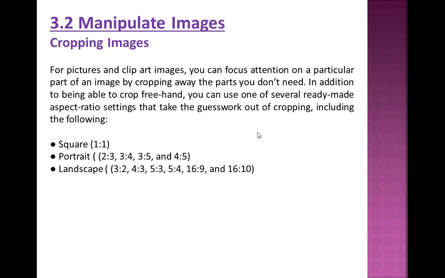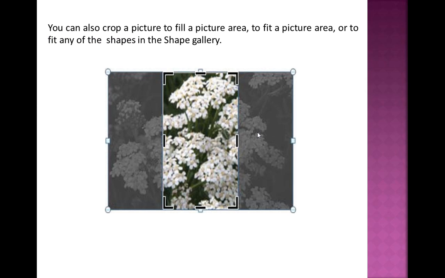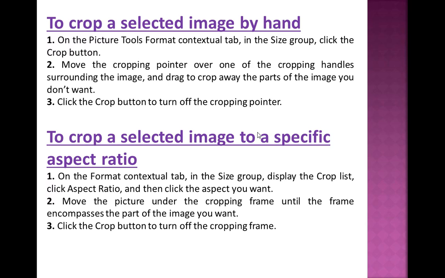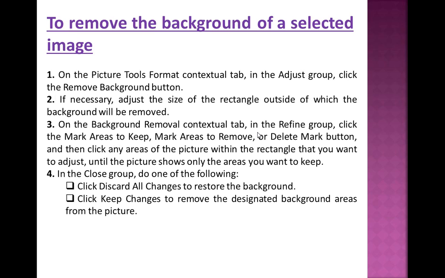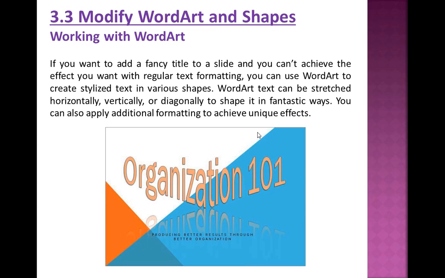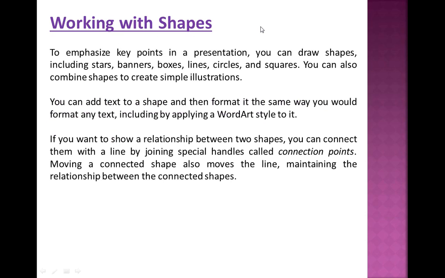We can crop the images by giving the ratio, either square ratio, portrait ratio, or the landscape ratio. You can crop the picture, you can format the images, you can remove the background. We can also modify word art and shapes. Meaning 3.3 is how to modify the word art and the shapes.